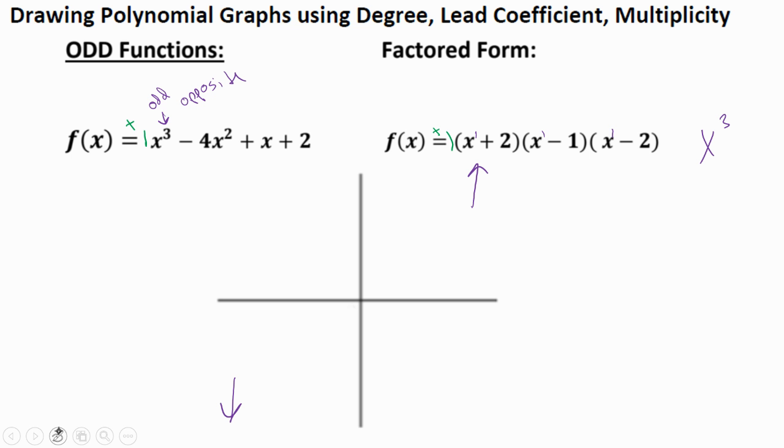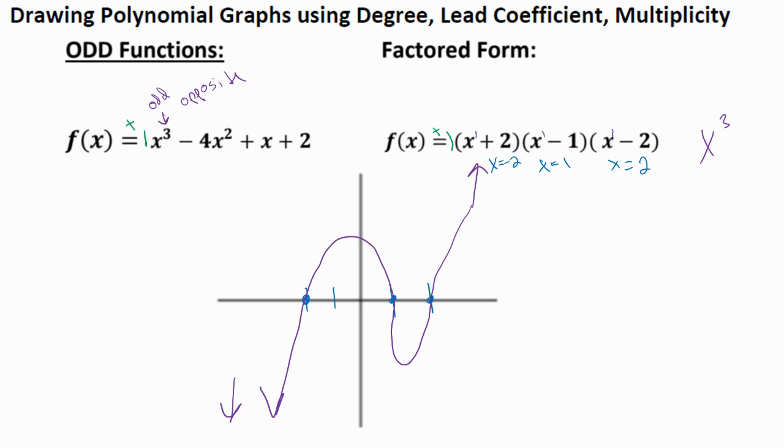All right, now we're going to find our x-intercepts. So we're going to have one at x equals -2, x equals 1, and x equals +2. So we're going to go to -2, +1, and +2. And we're going to just draw our graph. I always start from the right. We know it's going to go through, come back, go through, come back, and go down. Something like that.